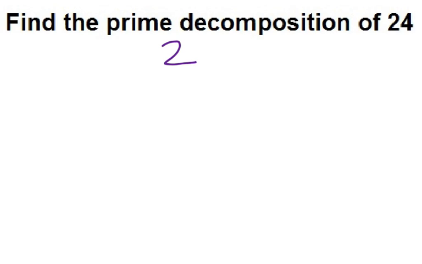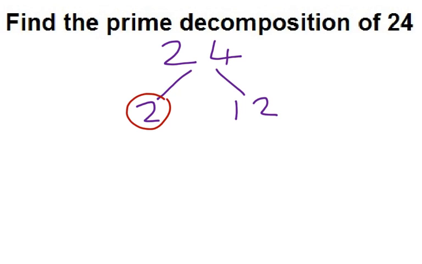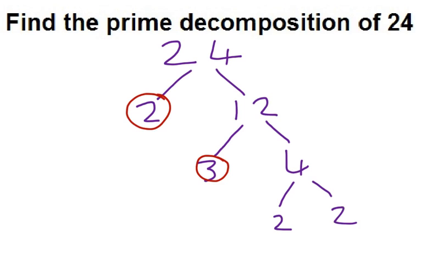So we're going to use a prime product tree. We'll start with 24 and we're going to break it up into factors. First thing I can think of is 2 times 12, and 2 is prime, so we're just going to circle that. I'm going to carry on, break 12 up. 12 could be 3 and 4, and again 3 is prime, so we circle it, and 4 finally is 2 and 2, and they are prime, so we circle both of those.